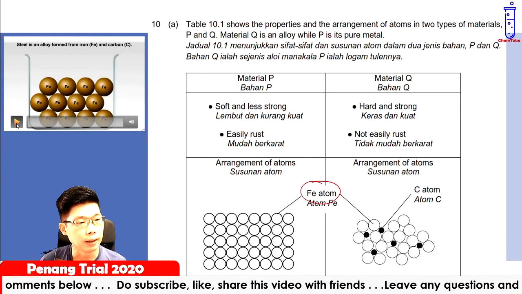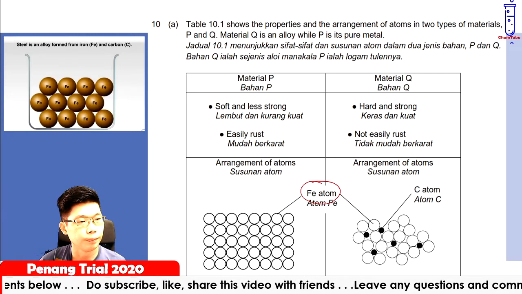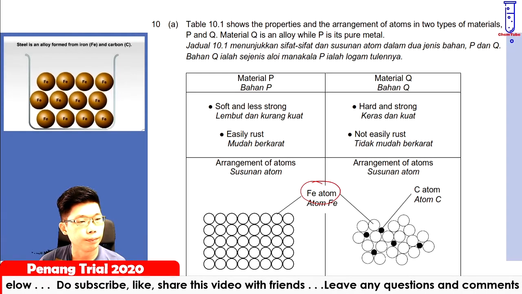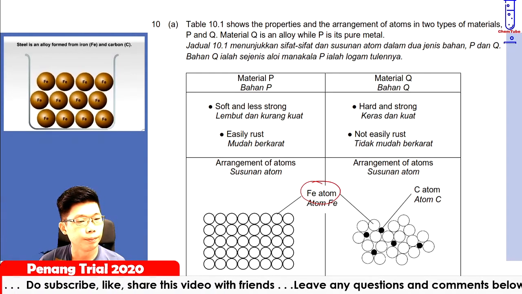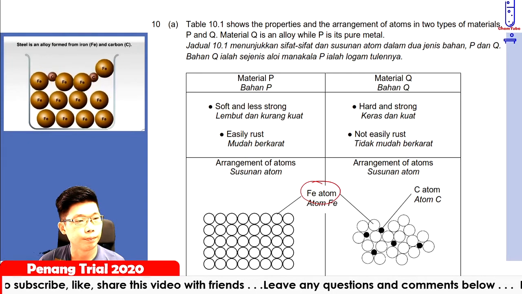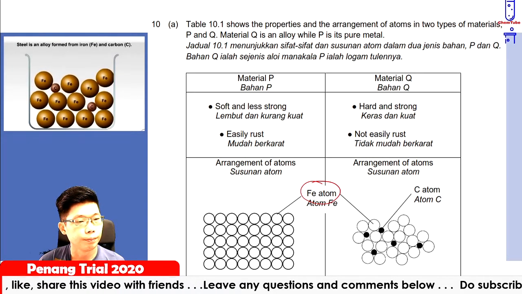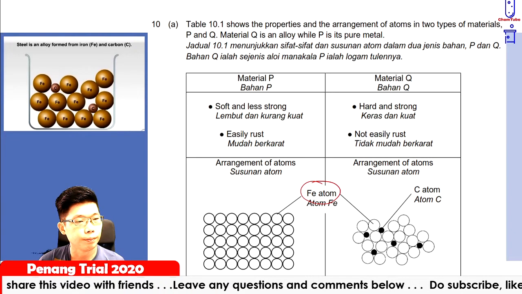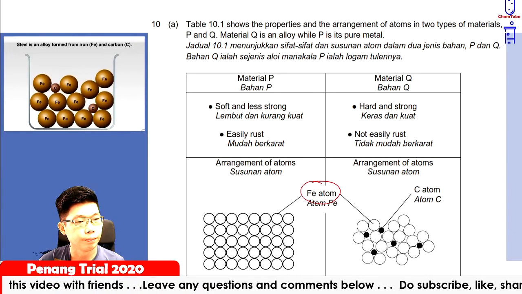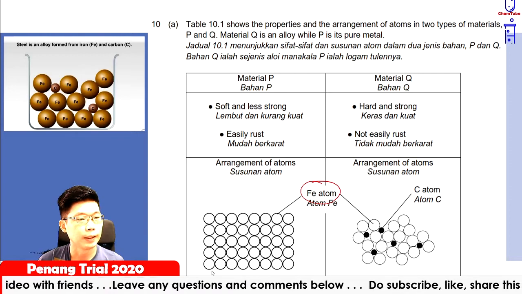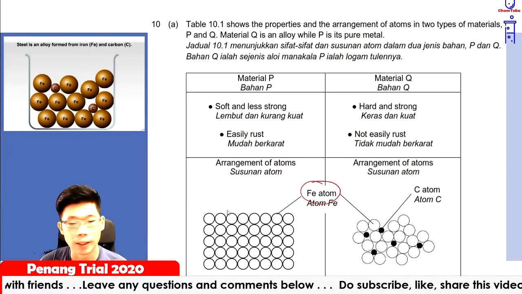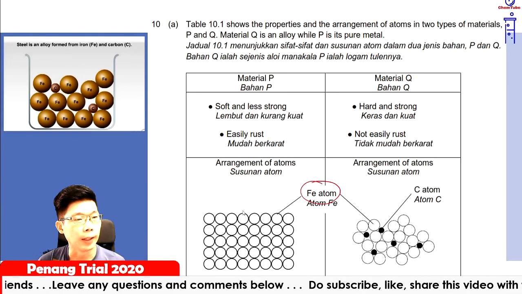So let's look into the formation of the alloy of steel. Pure solid iron is melted. Carbon is added and mixed with the liquid iron. The alloy formed is steel. Okay, so this is how to form the steel alloy.